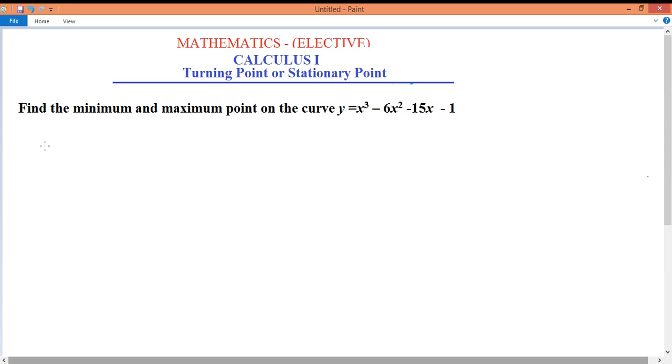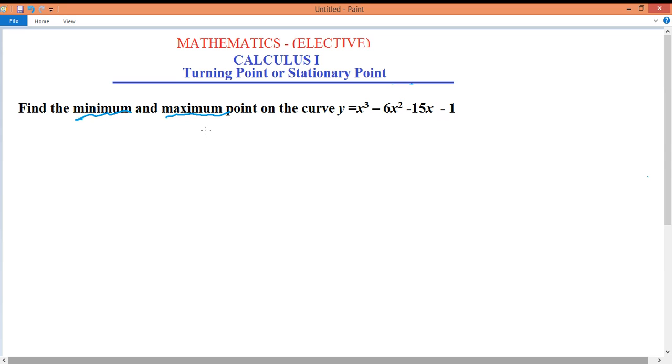Find the minimum and maximum point on the curve y is equal to x cubed minus 6x squared minus 15x minus 1. Now, we know minimum point and maximum point are all stationary values. They are stationary points, or otherwise, they are turning points. The minimum point and the maximum point are all turning points.